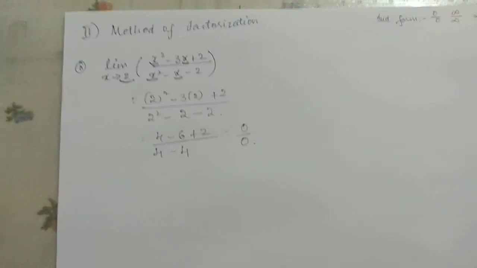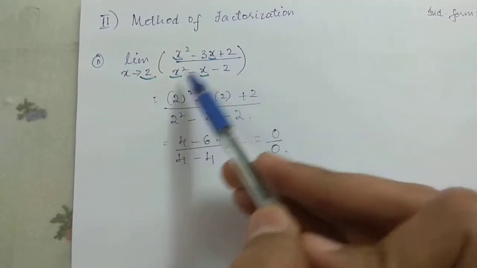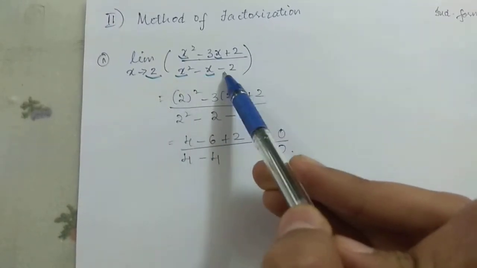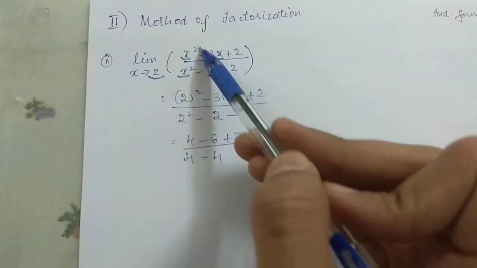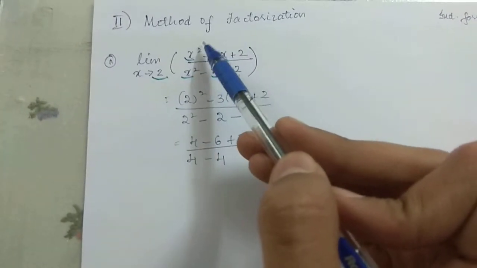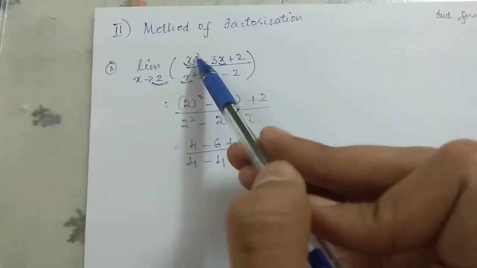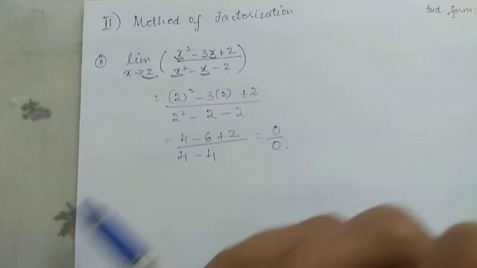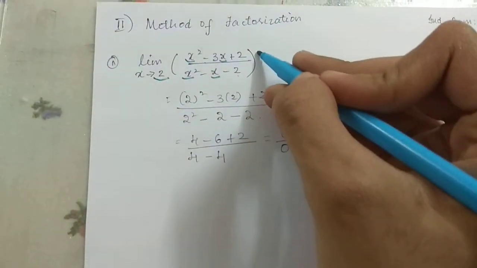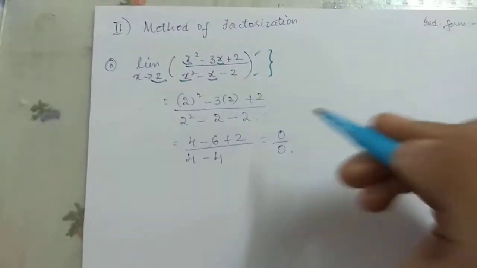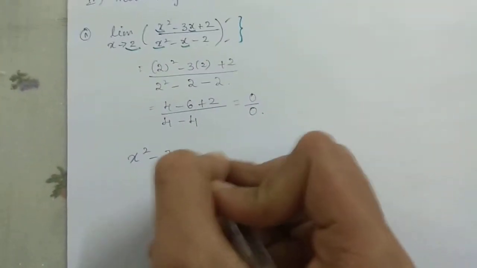Observe your question carefully. In your question, your function is x square minus 3x plus 2 divided by x square minus x minus 2. Over here, whenever you have a power, square or cube, any power, you have to use the method of factorization. Whenever you have any power in your question, you need to use the method of factorization, and you need to factorize the numerator, denominator, or both. So let's start with factorizing x square minus 3x plus 2.